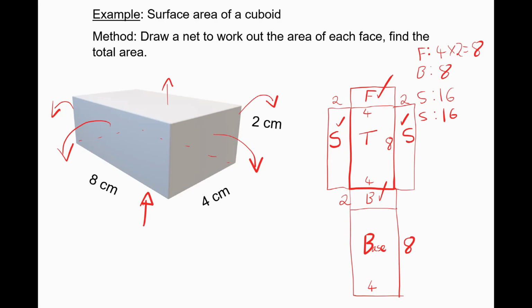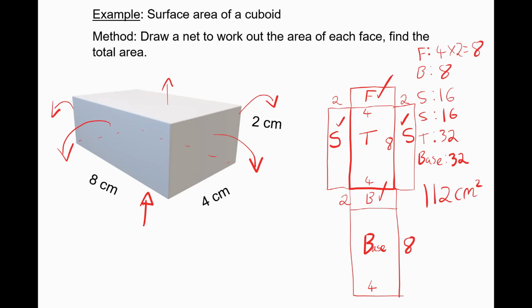That could be base. So if we imagine the top and the base, the top is going to be 8 by 4, which is 32, and the base is exactly the same, 32. So to work out the total surface area, we need to add up these 6 quantities. So it's 8 plus 8, 16 plus 16, 32 plus 32. So that's going to be, let's see, you've got 2 8s, 16, 64, you get 112 centimeters squared.